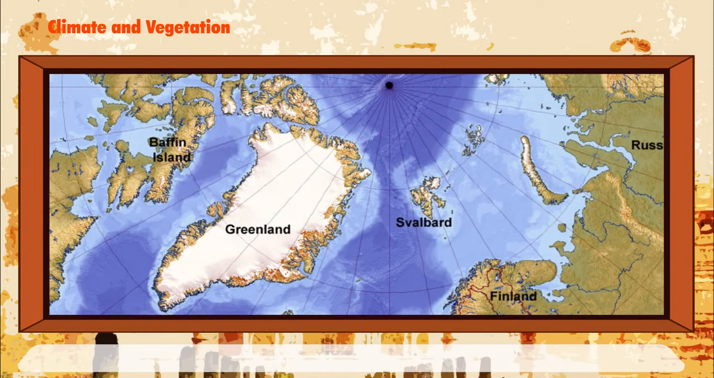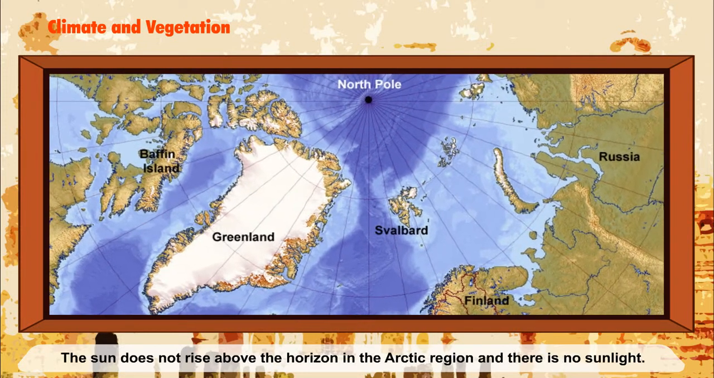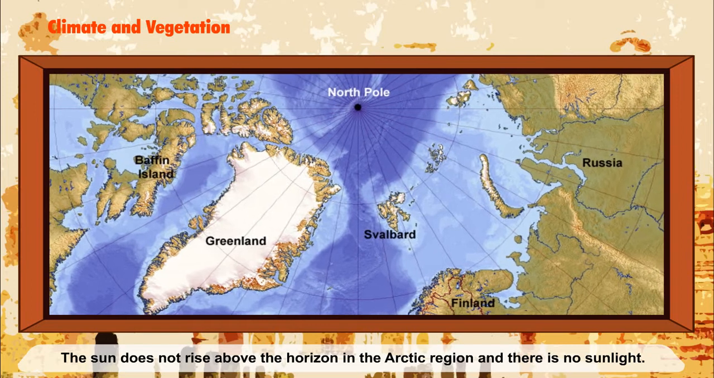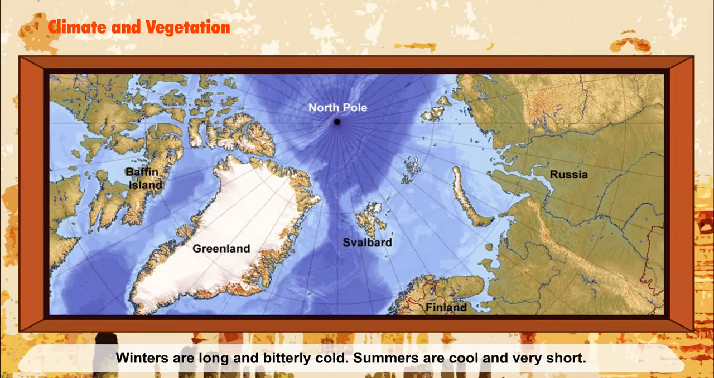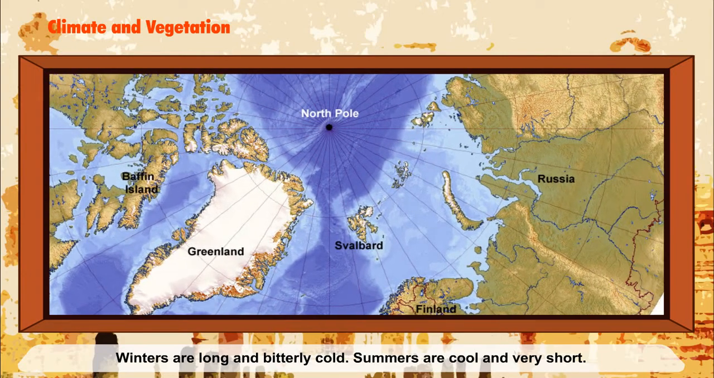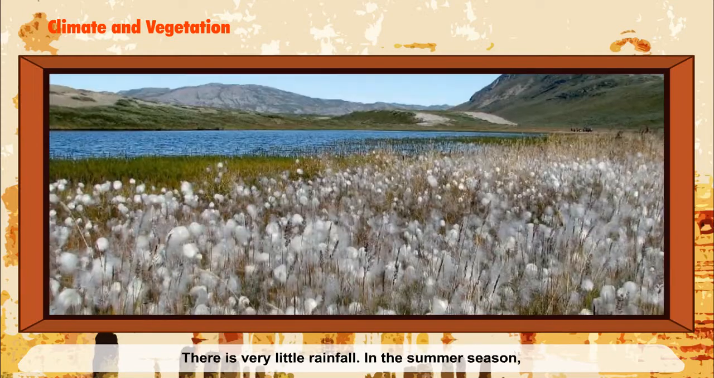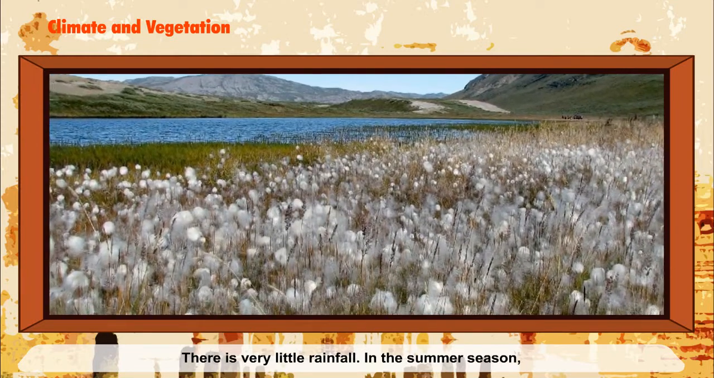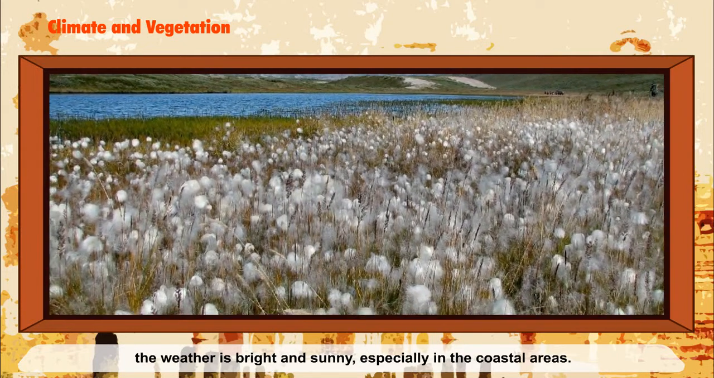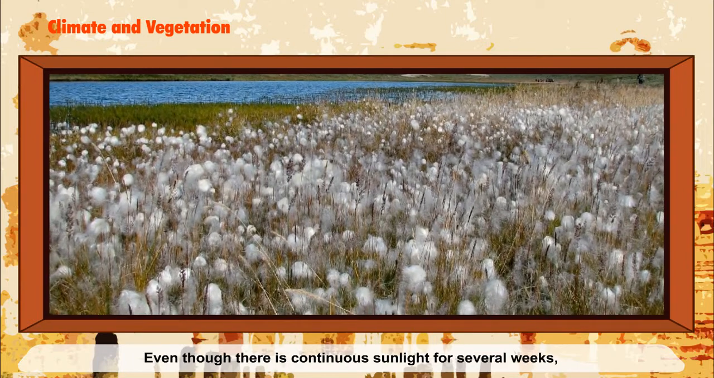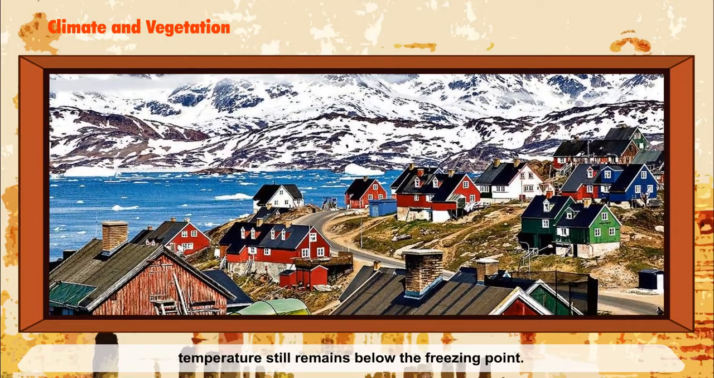Climate and vegetation. Greenland is very cold throughout the year. The sun does not rise above the horizon in the Arctic region and there is no sunlight. Winters are long and bitterly cold. Summers are cool and very short. The temperature is always below 0 degrees Celsius. There is very little rainfall. In the summer season, the weather is bright and sunny, especially in the coastal areas. Even though there is continuous sunlight for several weeks, the temperature still remains below the freezing point.